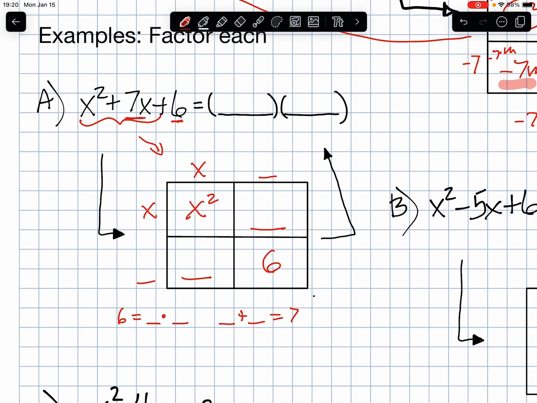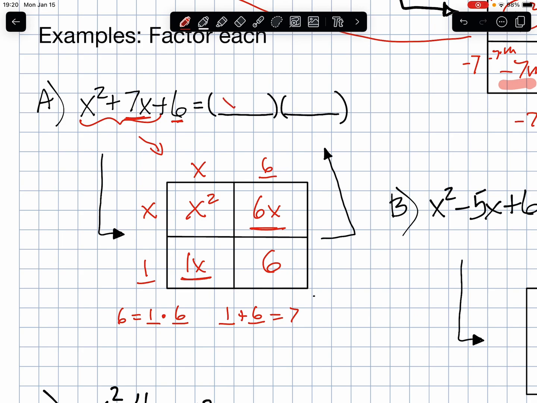Now, 2 times 3 doesn't work because that adds up to 5, but 1 times 6 gives me 7. So if I put a 1 here and the 6 here, notice we end up with a 6x and a 1x, and those two things add up to 7x. So yes, it works. Hooray.